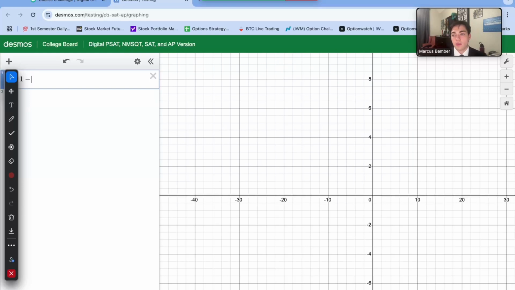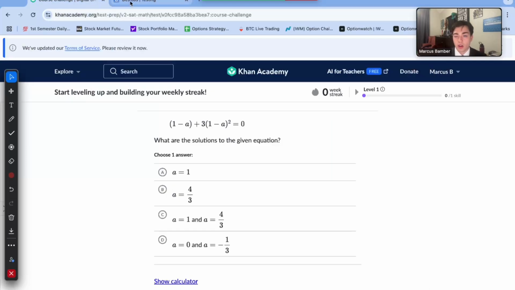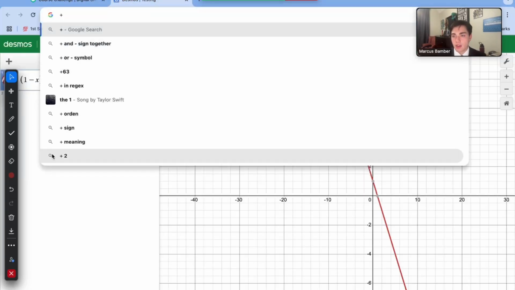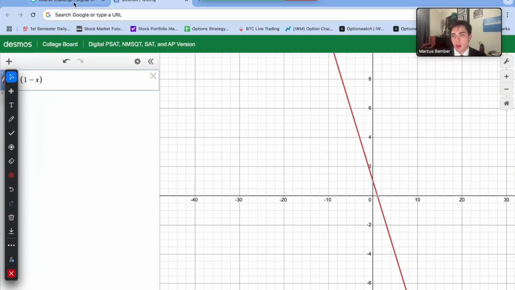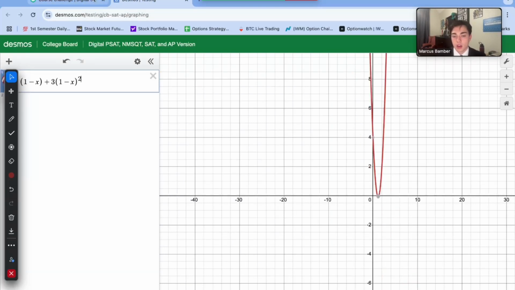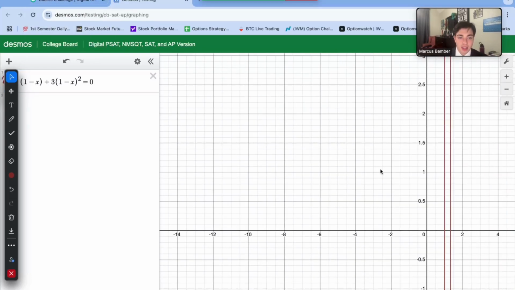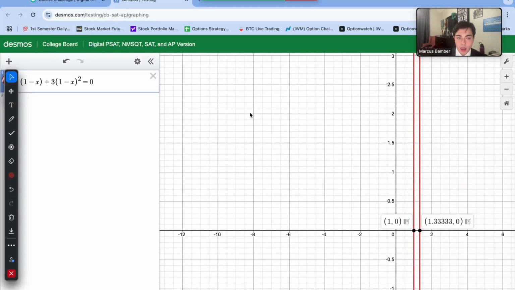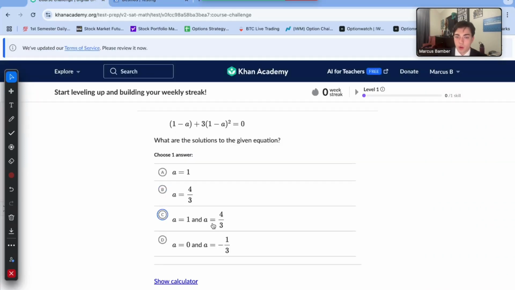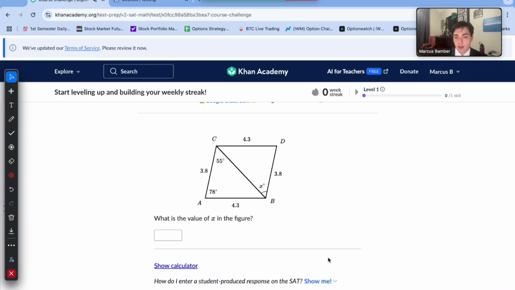Alright, 1 minus x. We have to replace all of our other variables with x's so that it actually graphs. Remember, this is a coordinate plane with x and y axes. And then we're going to plus 3 parentheses 1 minus x parentheses squared equals 0. This will give us all of our solutions. And as we zoom in, indeed, we do have 2 solutions here. We have 1 and we have 1.3 or 4/3. So C is the correct answer here.